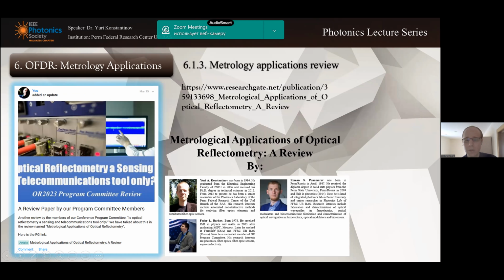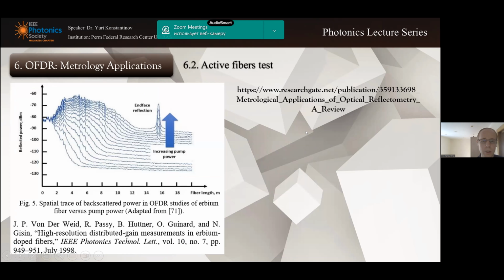That's me, Dr. Fedor Barkov, and our colleague, Dr. Roman Ponomarev, who is working in the field of integrated optic element studies. This review is focused on the metrological applications of optical reflectometry, different kinds of reflectometry, not only the OFDR. And you can access this at ResearchGate or at the journal site.